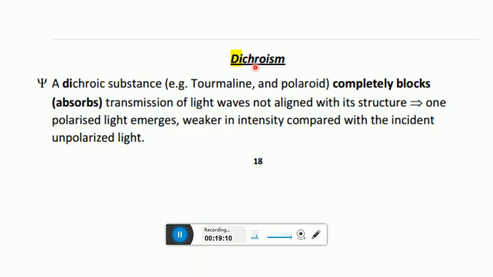Dichroism: a dichroic substance completely blocks transmission of light waves not aligned with its structure by absorption. Only one beam of polarized light emerges, much weakened in intensity compared with the incident non-polarized light. Examples are tourmaline and polarite. Polarite is made from fine iodine and quinine sulfate crystals embedded in plastic. They are dichroic substances, polarite being commonly used in sunglasses.